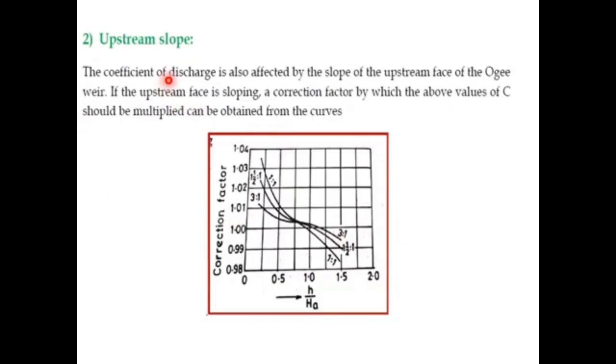The coefficient of discharge is also affected by the slope of the upstream face of the ogee. If the upstream face is other than vertical, that is sloping, a correction factor is given, which is obtained from the curve. Corresponding slopes are there. If you take the ratio of height of spillway to the velocity head, then directly from the graphs you will get the correction factors, which can be multiplied to Cd, that is 2.2, and then taken accordingly in the problem.